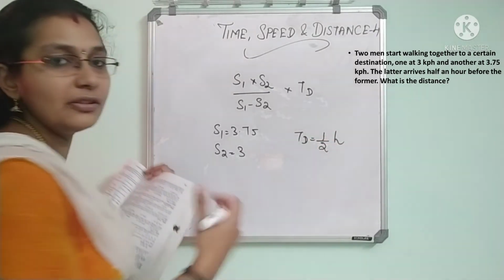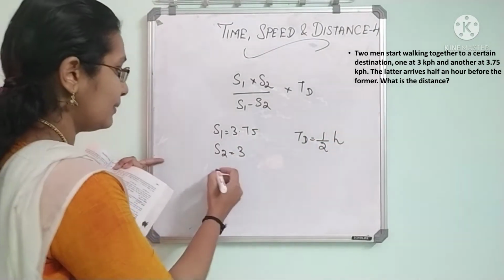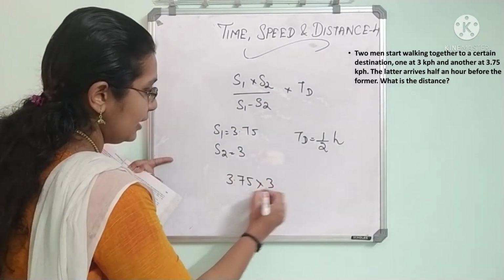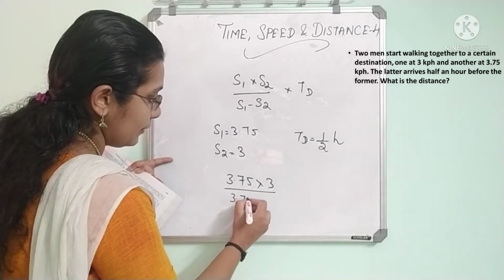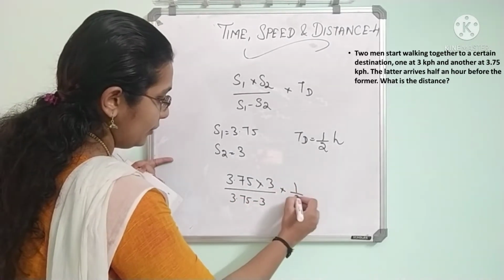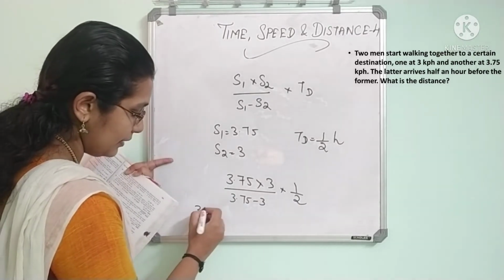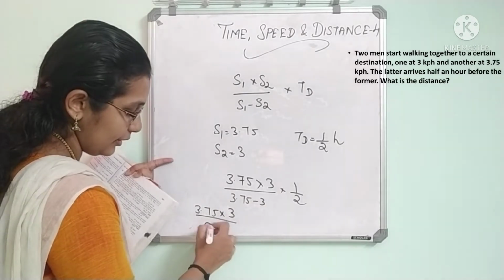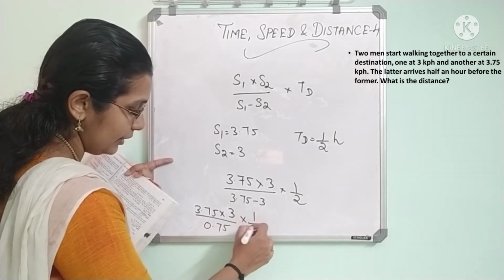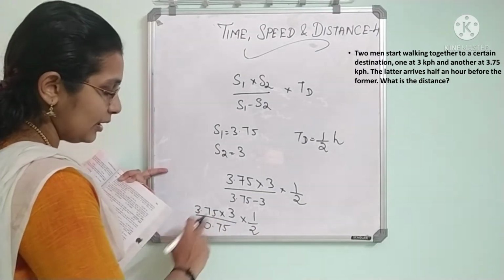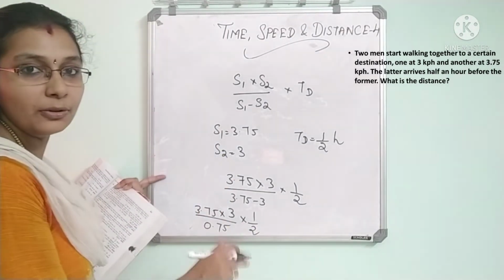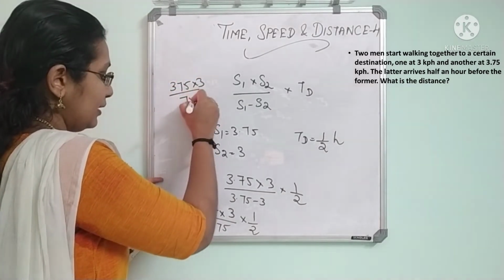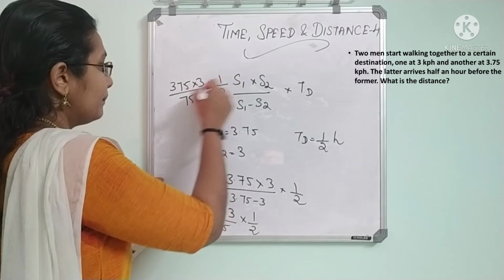So hour they have given, so no need to convert anything. So just simply substitute. So 3.75 into S2 is 3 divided by 3.75 minus 3 into 1 by 2. Clear? So 3.75 into 3 divided by 3.75 minus 3 is 0.75 into 1 by 2. Clear? Now you can multiply and divide by 100 in order to remove the decimal. So 375 into 3 divided by 75 into 1 by 2.